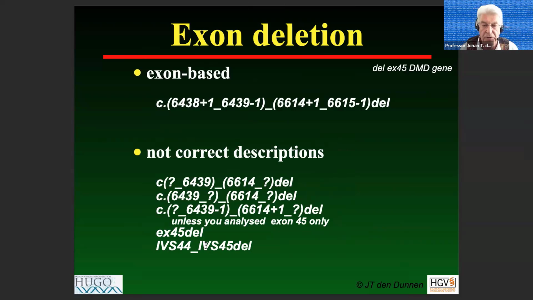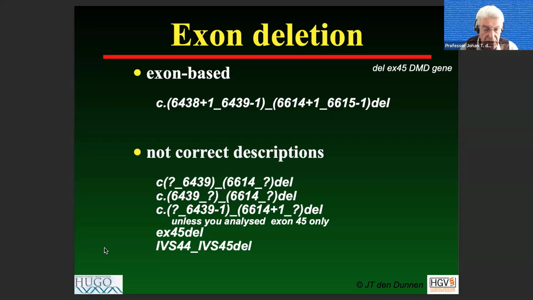I see all kinds of strange descriptions. As I said, the top one is the exon-based description of such a deletion of one exon. I see all kinds of descriptions which are shown below, which are not correct. Of course, you cannot describe exon 45 del or IVS 44 underscore IVS 45 del.